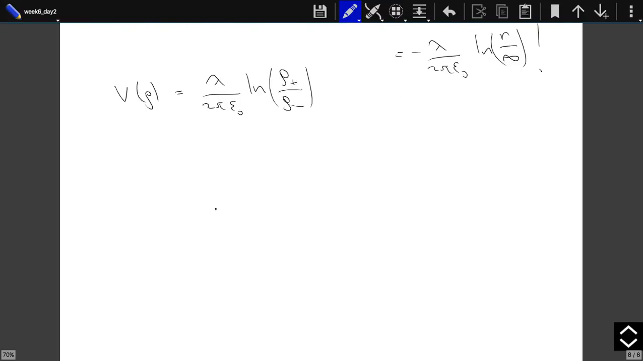Now, let's see. Let me put some coordinates. This is my point. These are my wires. So this is the point that I'm looking at. This distance I called rho plus. This distance I defined as rho minus. I will choose the origin of my coordinate axes at the midpoint between the wires. So this is my rho, and this is the angle phi. Now I will express rho plus and rho minus in terms of rho and phi.